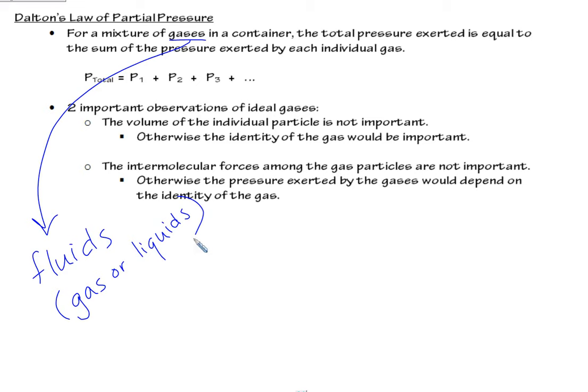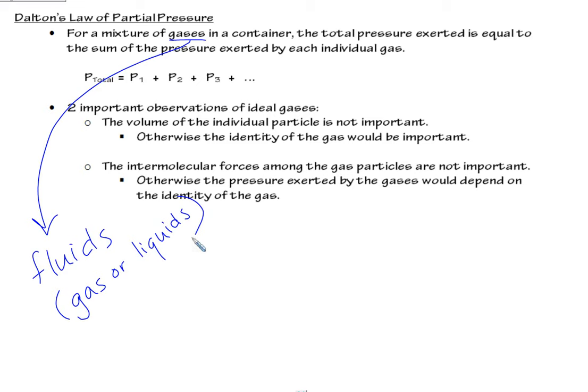Now, let's look at a couple observations of ideal gases. And this term ideal gas has kind of snuck up on us a few times early in the study guide, and we're really going to focus more on it coming up very soon. But basically, here's the idea. The volume of the individual gas particles themselves is not important. If it were, the identity of the gas would be important. The identity of the gas is not important when you're doing calculations with Dalton's law.